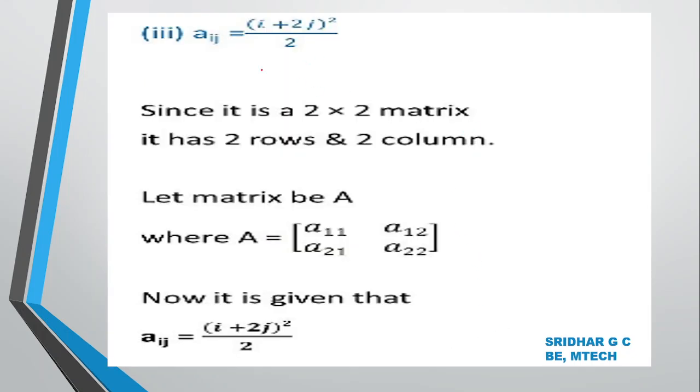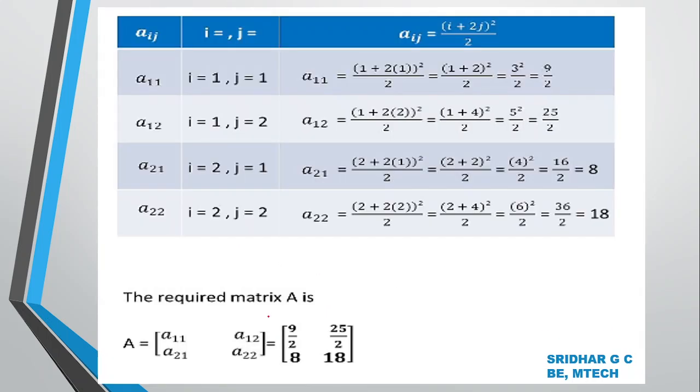In the same way here also, for this condition we should solve a 2 cross 2 matrix. That means it will have 2 rows and 2 columns. In the same way, substitute the i value and j value for A11. So for A11, i equals 1, j equals 1. Substitute in this equation. See, they have given (i plus 2j) whole square by 2. So the i value is 1, the j value is 1.